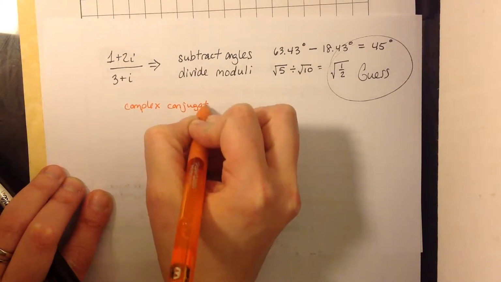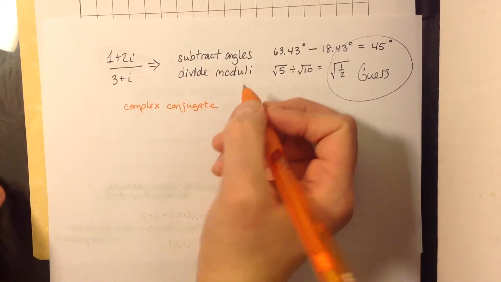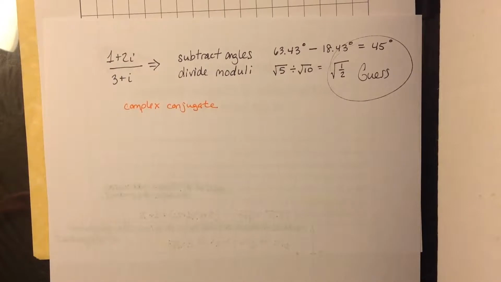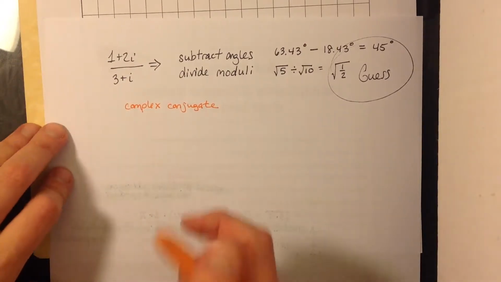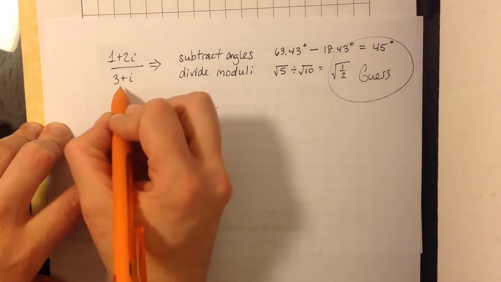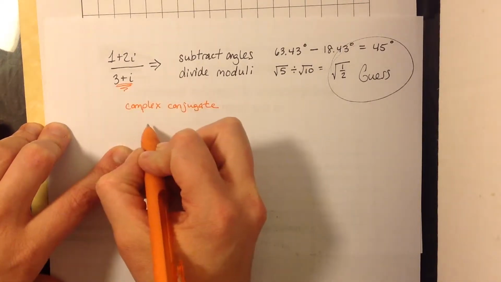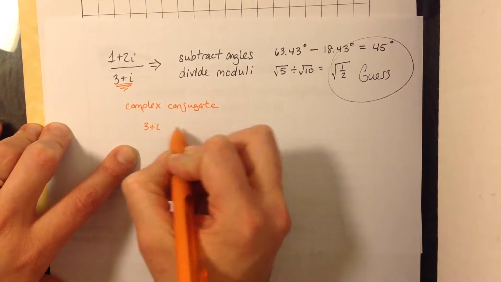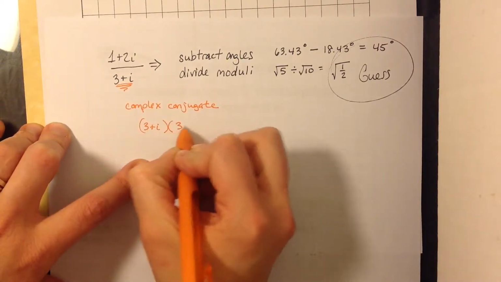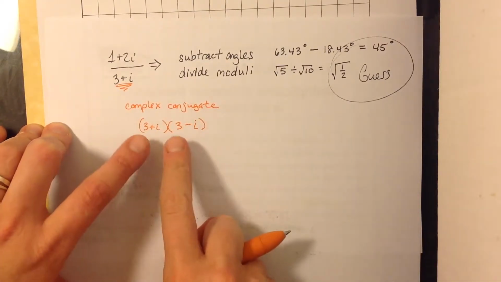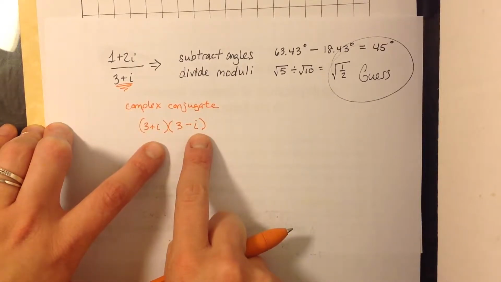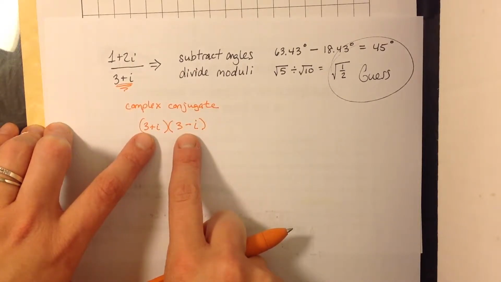Now, the complex conjugate helps us turn imaginary complex numbers into real numbers. It does that using the difference of squares, which we have already factored. So here we go. I'm going to focus on the bottom. 3 plus i, its complex conjugate is 3 minus i. So the real part and the imaginary part stay the same, but the sign in the middle changes.